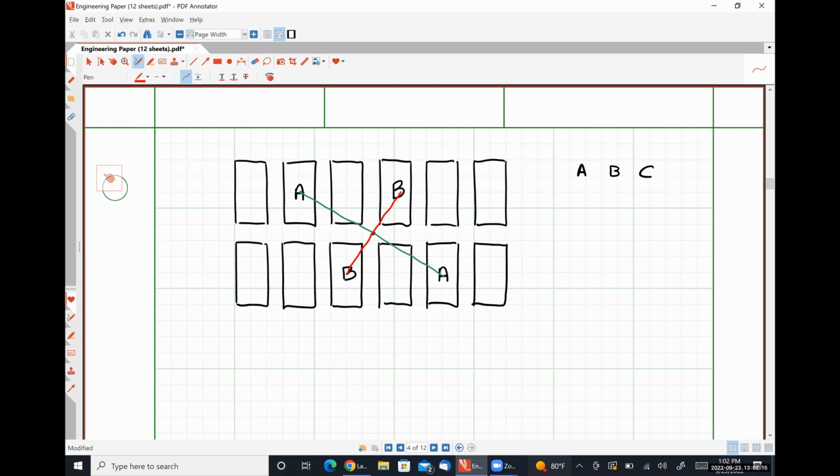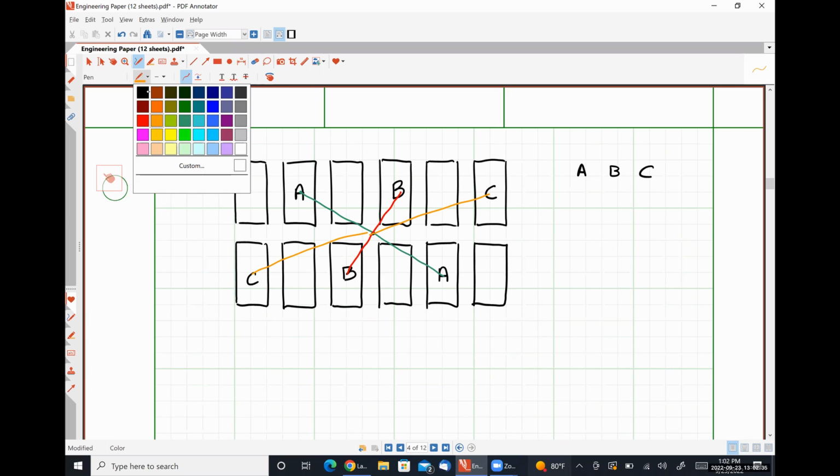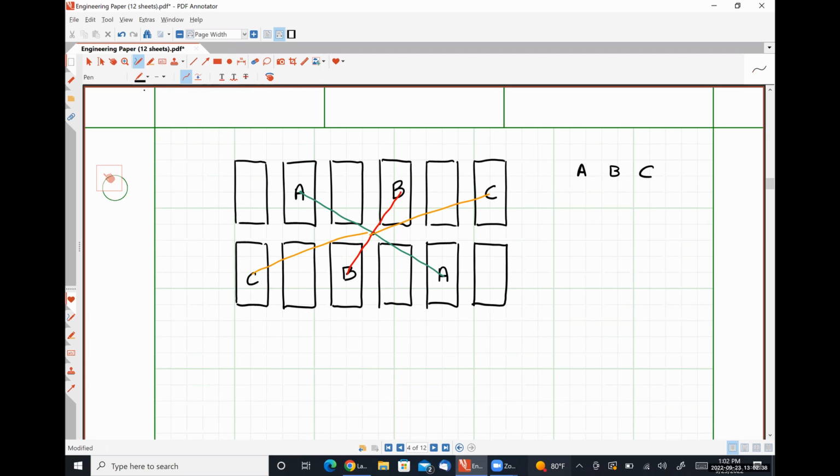I just keep on going. So if I put a C in the bottom left, the corresponding C has to be in the top right. Like so. If I put a B here, I need a B here. If I put a C here, then I have to have a C here. If I put an A here, then I have to have an A here. As long as I have pairs that are equidistant apart, I have a common centroid layout.